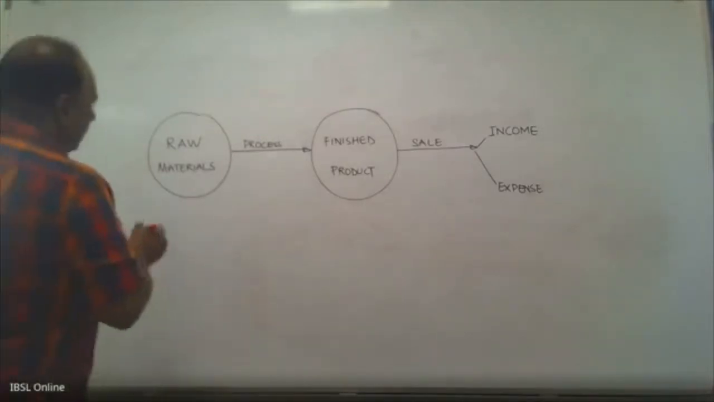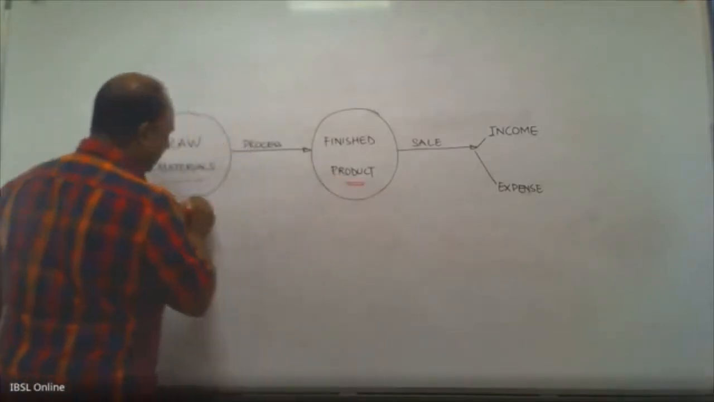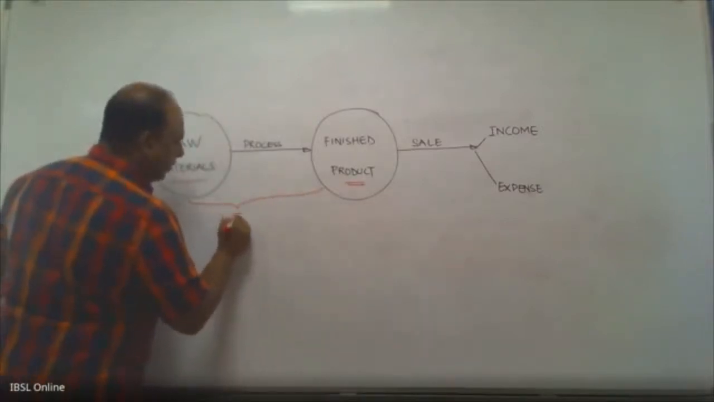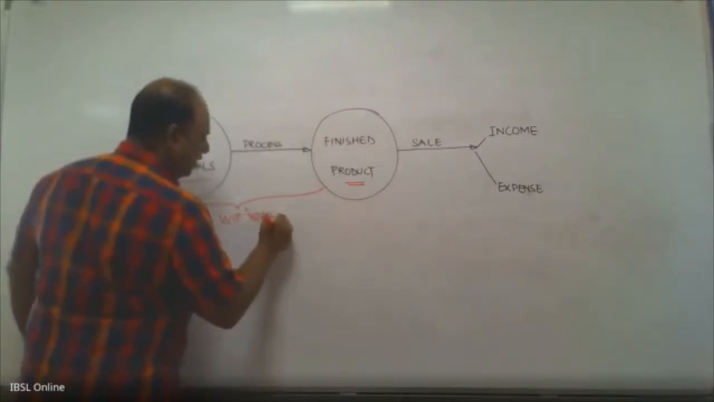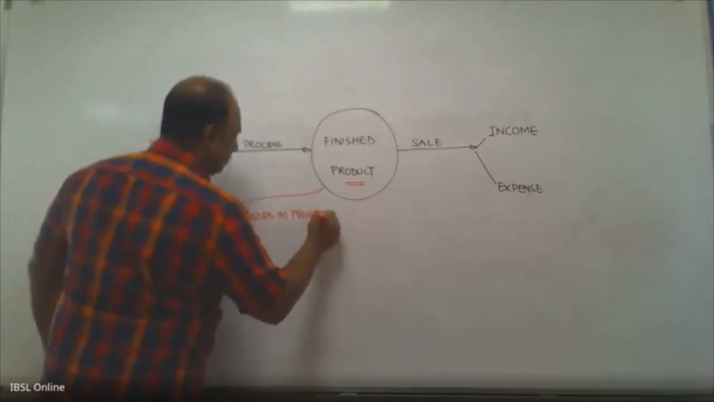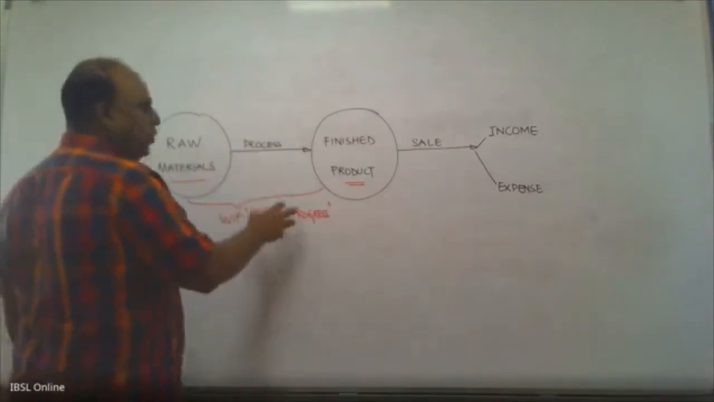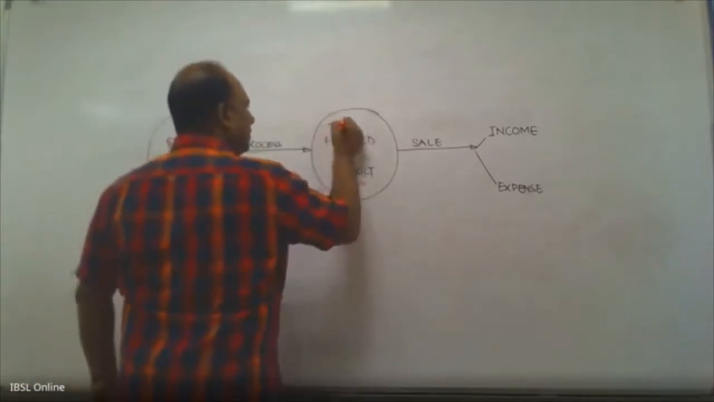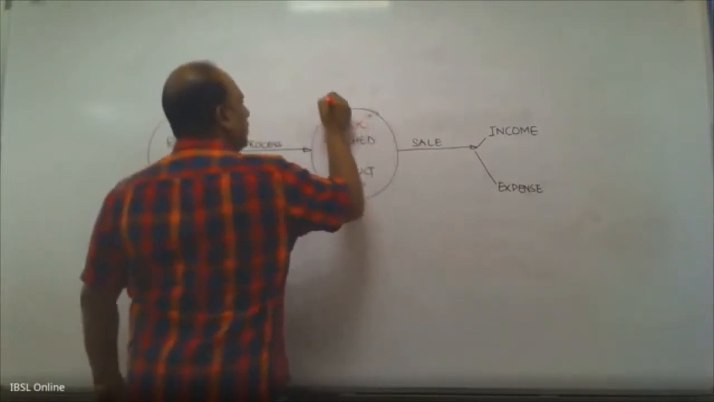So raw material to the point of the finished product, we call it WIP, or not RIP, WIP. That is work in progress. Once the work in progress period is over, you have the finished product now. This finished product is what you call stock or inventory.